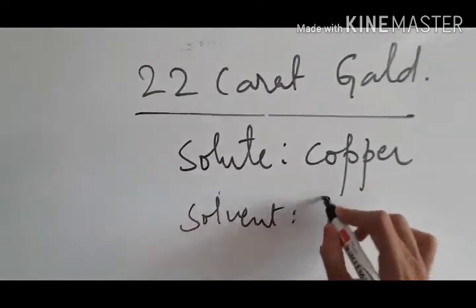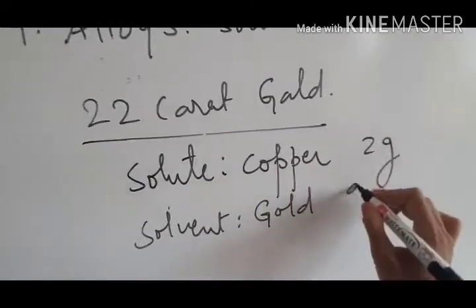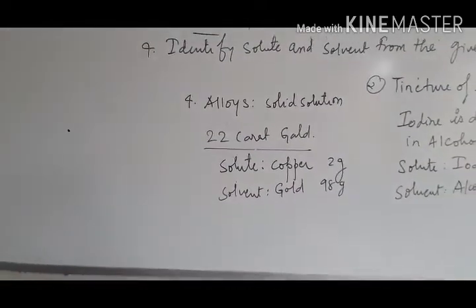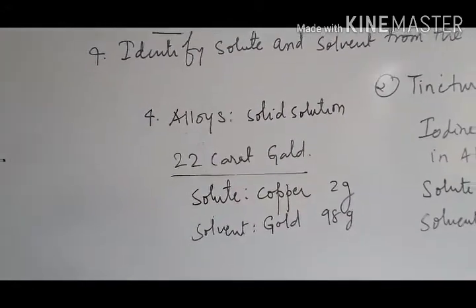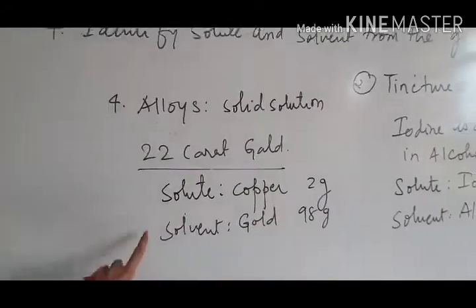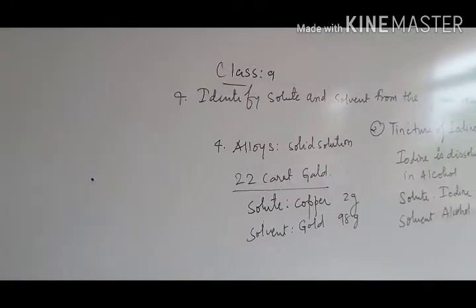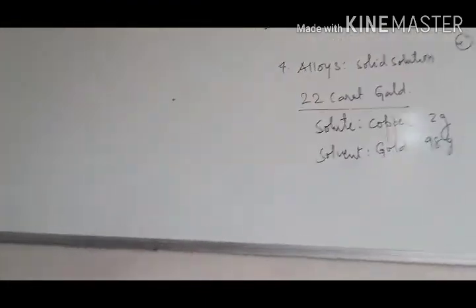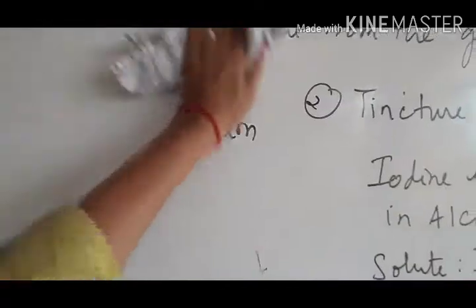Okay children, and the amount here is 2 gram of copper dissolved in 98 gram of gold. It is known as 22 karat gold, an example of alloys. Alloys are solid solutions, that means both the solute as well as the solvent are in the solid phase. So that is about alloys. Now we learn more about what alloys are. So our today's last question is, what are alloys?